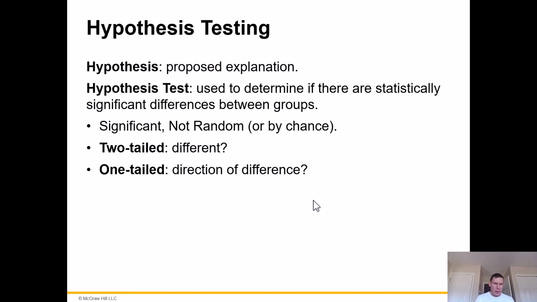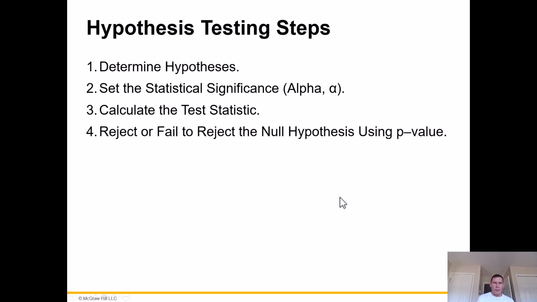So I'm sure you've heard of a hypothesis. We talked about it a little earlier. The hypothesis is, of course, the proposed explanation. The hypothesis test is used to determine if there are statistically significant differences between groups. Is it significant, or is it random? Is it by chance? It could be two-tailed, different, or is it one-tailed and there's a certain direction of the difference, as you will see shortly.